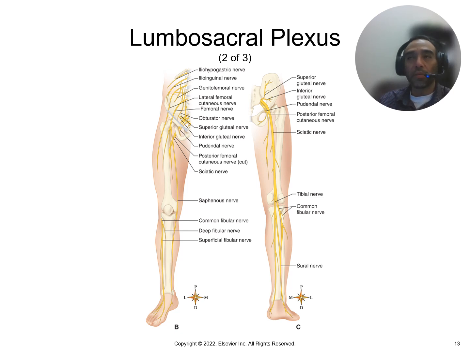Let's talk about the common fibular nerve, or the peroneal nerve. This is a nerve that wraps around the neck of the fibula and it splits into two. It splits into the superficial fibular nerve and the deep fibular nerve. The superficial fibular nerve supplies motor innervation to the fibularis longus and brevis muscles, and sensory innervation to the dorsum of the foot, except the area between the first and second toes.